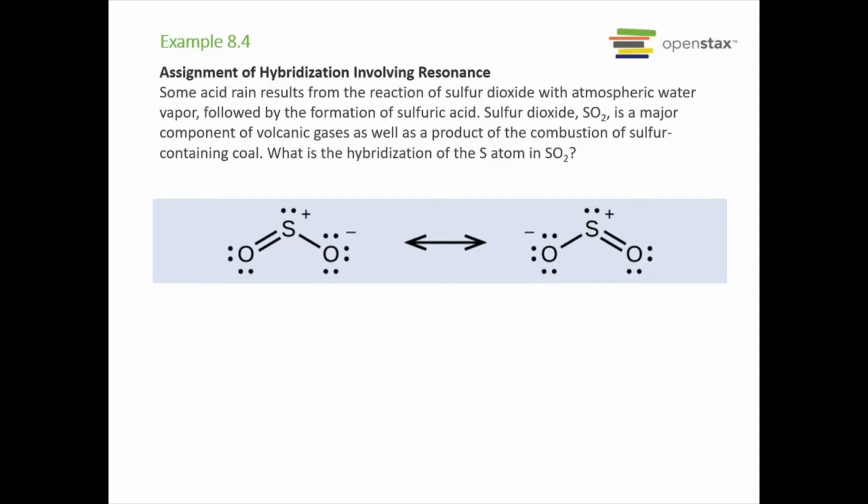So when we look at the sulfurs, remember resonance does not affect hybridization. So when we look at these sulfurs, we see that they have 1, 2, 3 regions of electron density. So therefore we have trigonal planar and sp2.